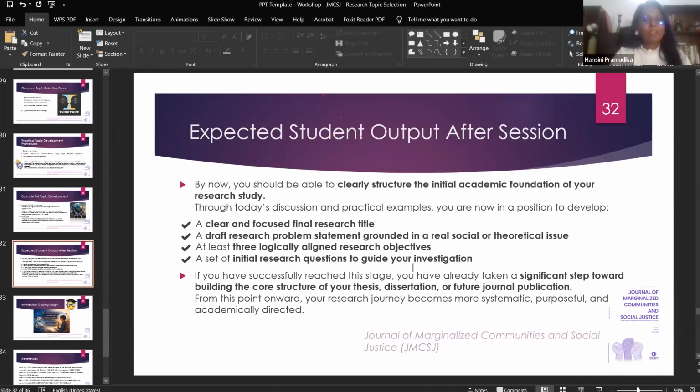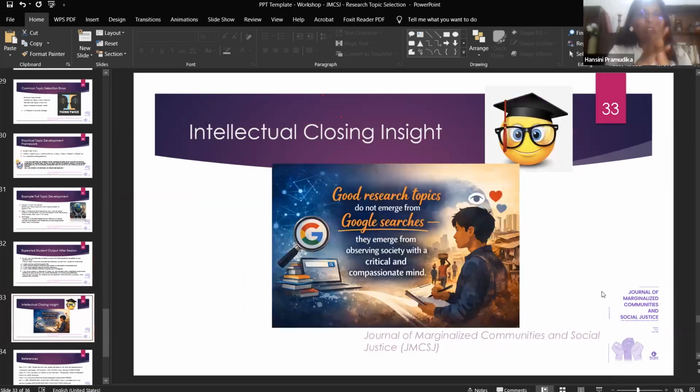If you have successfully reached this stage, you have already taken a significant step toward building the core structure of your thesis, dissertation, or future journal publications, right? So from this point onward, your research journey becomes more systematic, purposeful, and academically directed, right? All right, this is the last slide, an intellectual closing insight, right? For a social science researcher like you, okay? Good research topics do not emerge from Google searches, right? They emerge from observing society with a critical and compassionate mind, because you are dealing with humans, right?